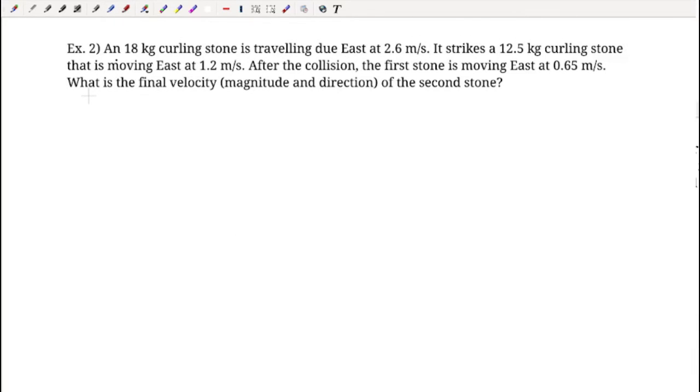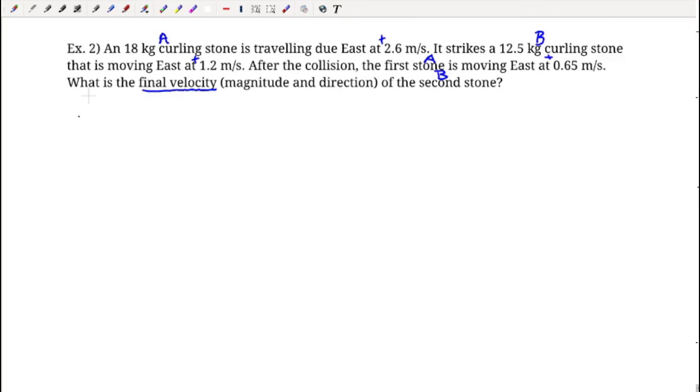So again, let's call our first stone, the 18 kilogram curling stone, stone A. Due east, so we know this is a positive 2.6. It strikes the second stone, let's call this stone B, which is still moving east, so it's still going to be positive 1.2 meters per second. After the collision, the first stone is still moving east, so this is still a positive 0.65, and it's the first stone, so we're talking stone A. And we want to know the final velocity, magnitude, and direction of the second stone B.